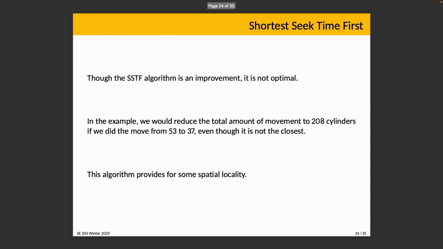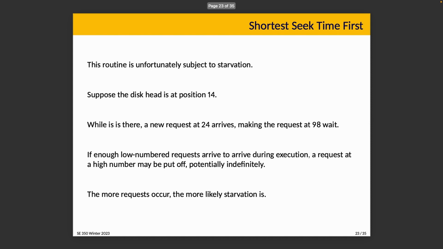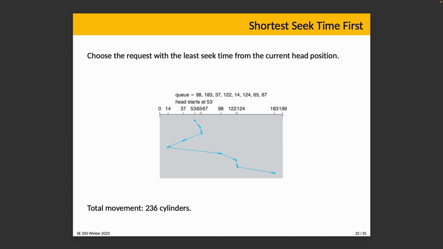Okay. Other things that we notice about this. Number one, although it is a dramatic improvement over the first come, first served or first in, first out approach, it's not optimal. If we analyzed every option and tried to come up with the option that has the fewest cylinders moved, it would actually be 208. And that would happen if, in this example, we went from 53 to 37 at the beginning. Why? Because it will reduce the amount of backtracking.